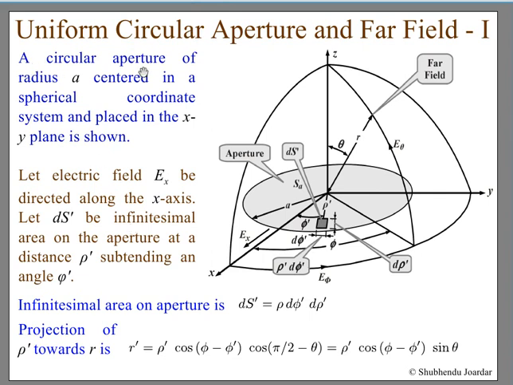I'll just read it in case I have missed something. A circular aperture of radius A centered at the spherical coordinate system and placed in the xy plane is shown. Let the electric field Ey be directed along the x-axis. Again, this point I forgot to tell: we are assuming the electric field along this direction. So wherever you measure the electric field, you will see it is oriented along the x-axis on this aperture. Let ds dash be the infinitesimal area on the aperture at distance rho dash subtending an angle phi dash, infinitesimal, and so on.